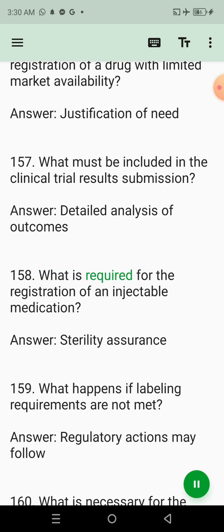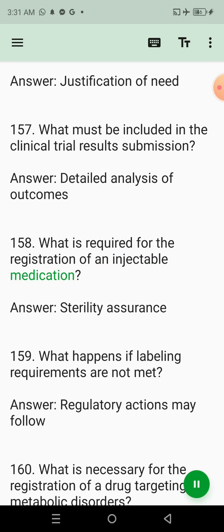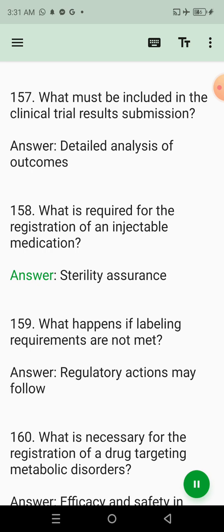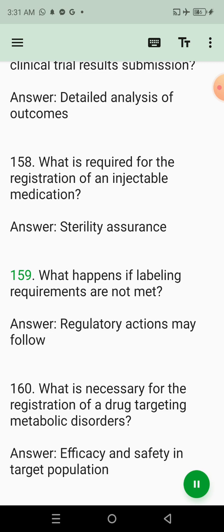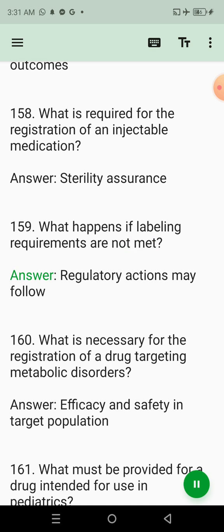158. What is required for the registration of an injectable medication? Answer: sterility assurance. 159. What happens if labeling requirements are not met? Answer: regulatory actions may follow.